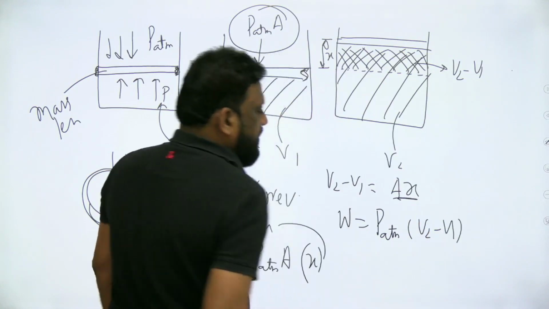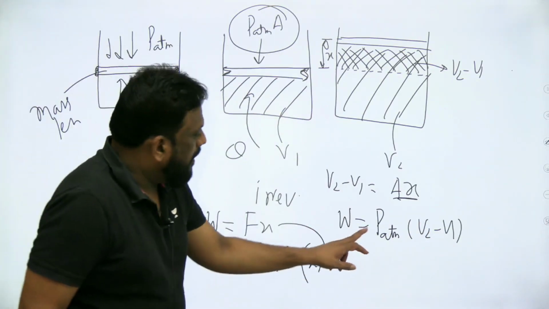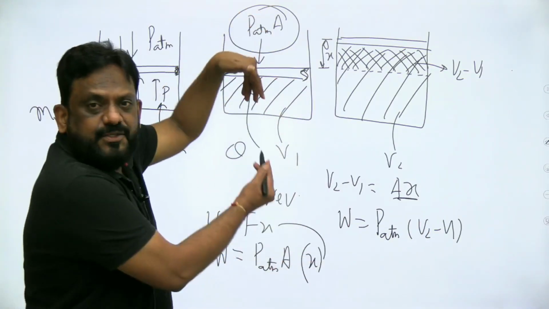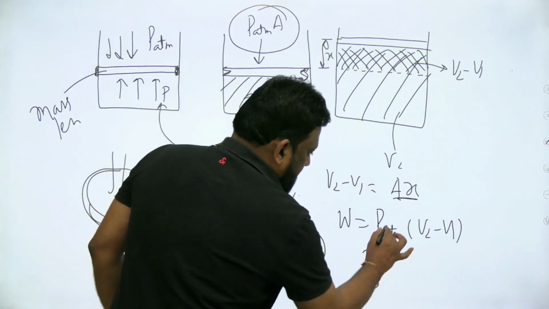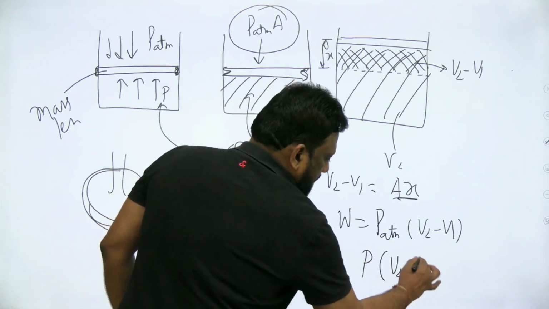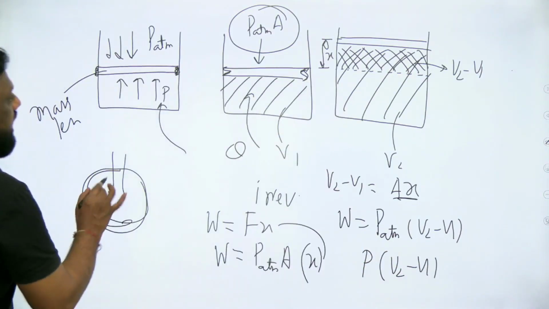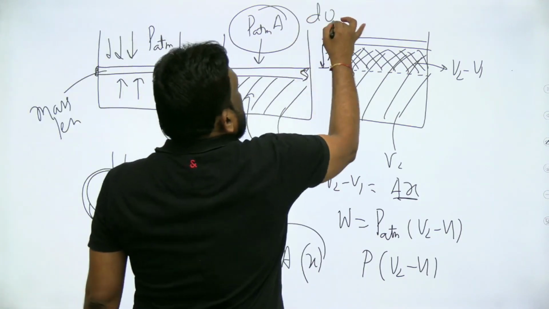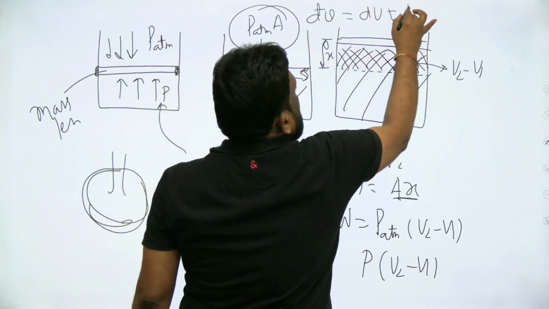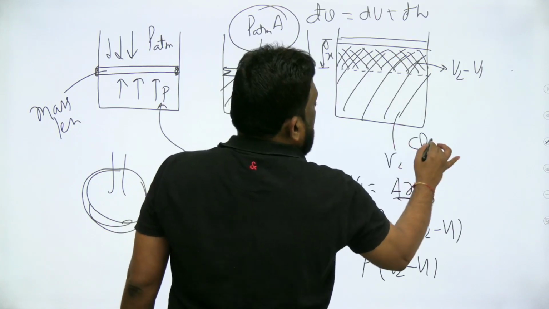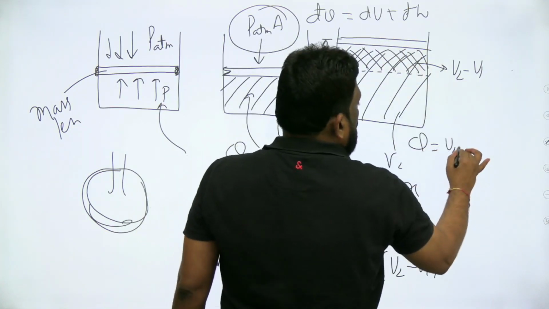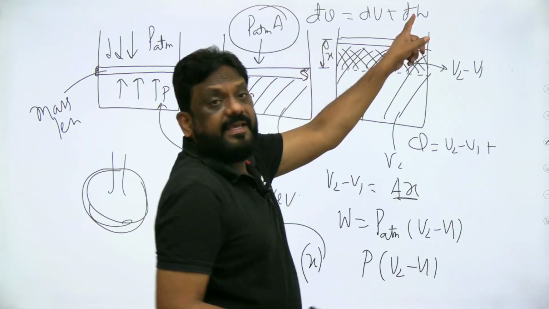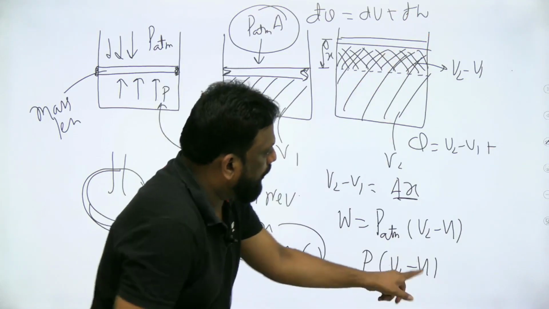V2 minus V1. Is it not the same, sir? Now, look once. Here, this pressure and this pressure are the same. So, therefore, I'll write this as P into V2 minus V1. So, look once. d'Q is equal to dU plus d'W. For heat transfer at constant pressure, dU is U2 minus U1. Again, the work is nothing but P into V2 minus V1.